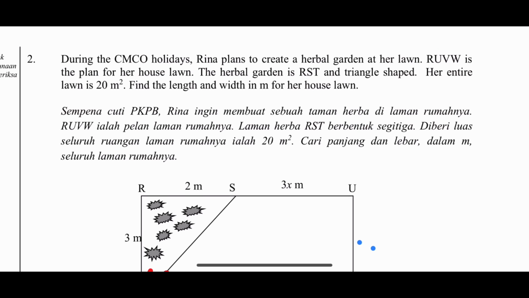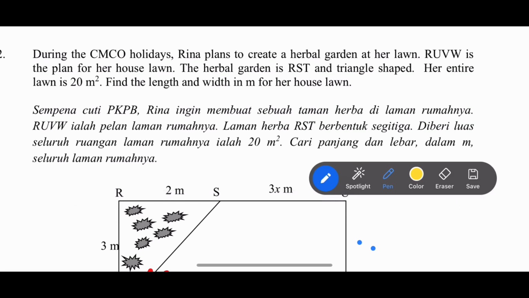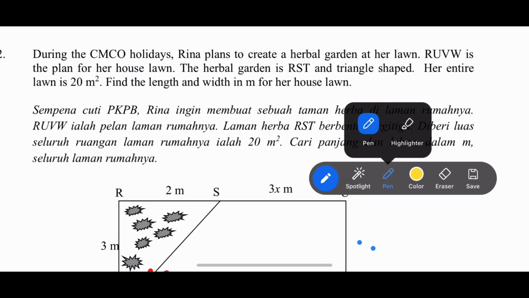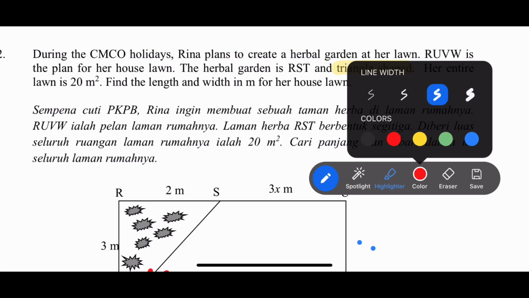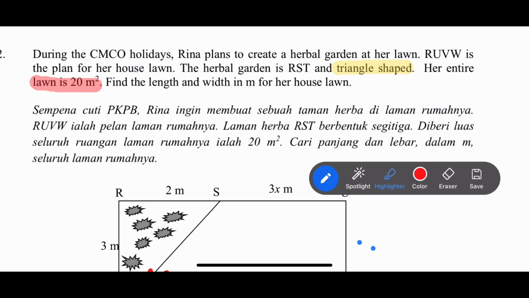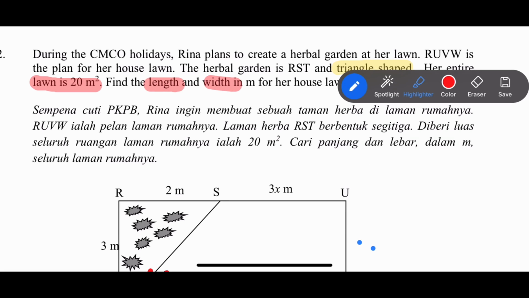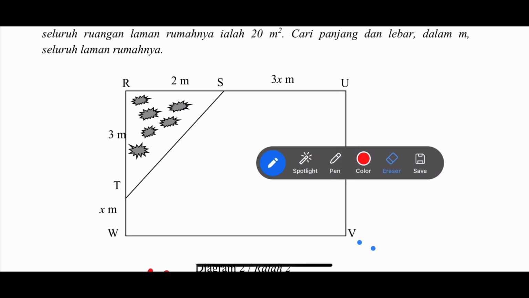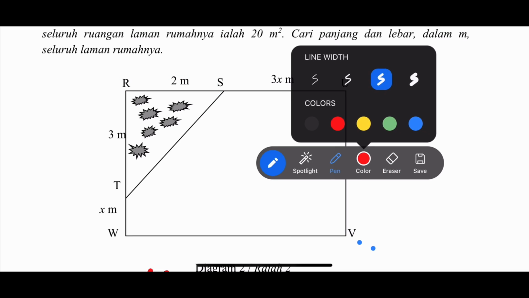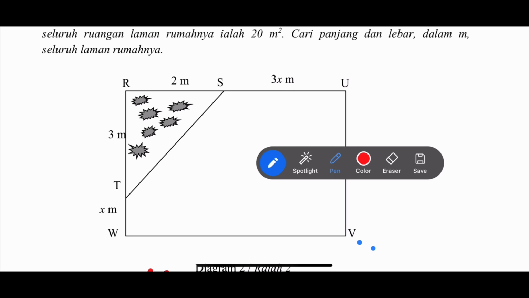Now let's study the question again. During the CMCO holidays, we read a second time to get the right information. Rina plans to create a herbal garden. I highlight the keywords, you see? The herbal garden RST is a triangle shape. And the most important thing is we have to work on the diagram. So let's study the diagram.